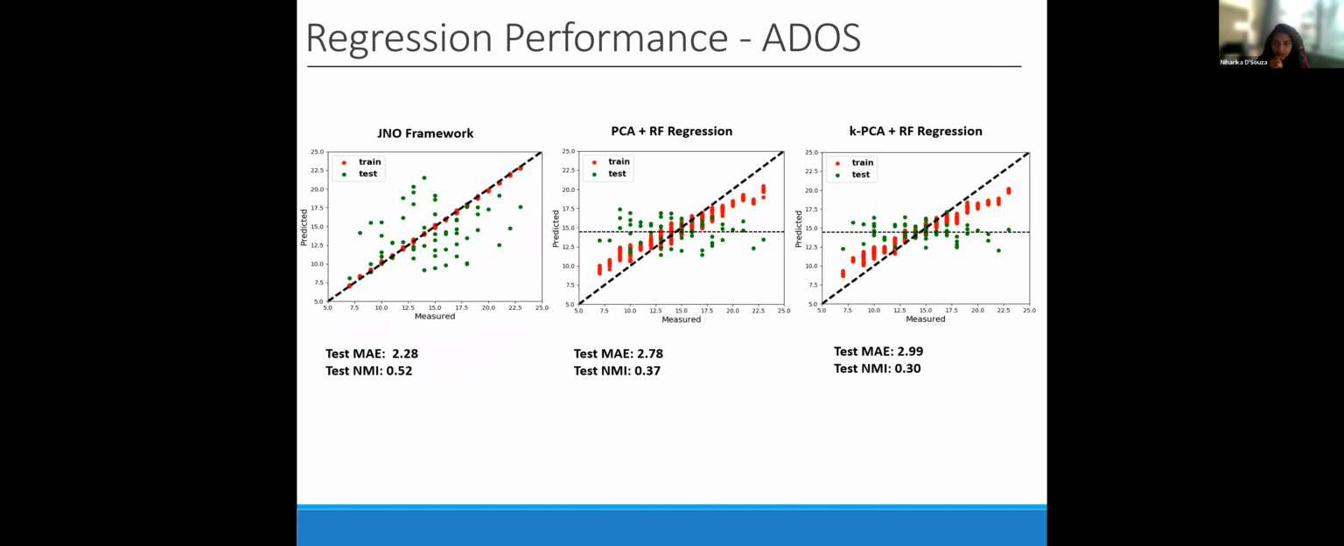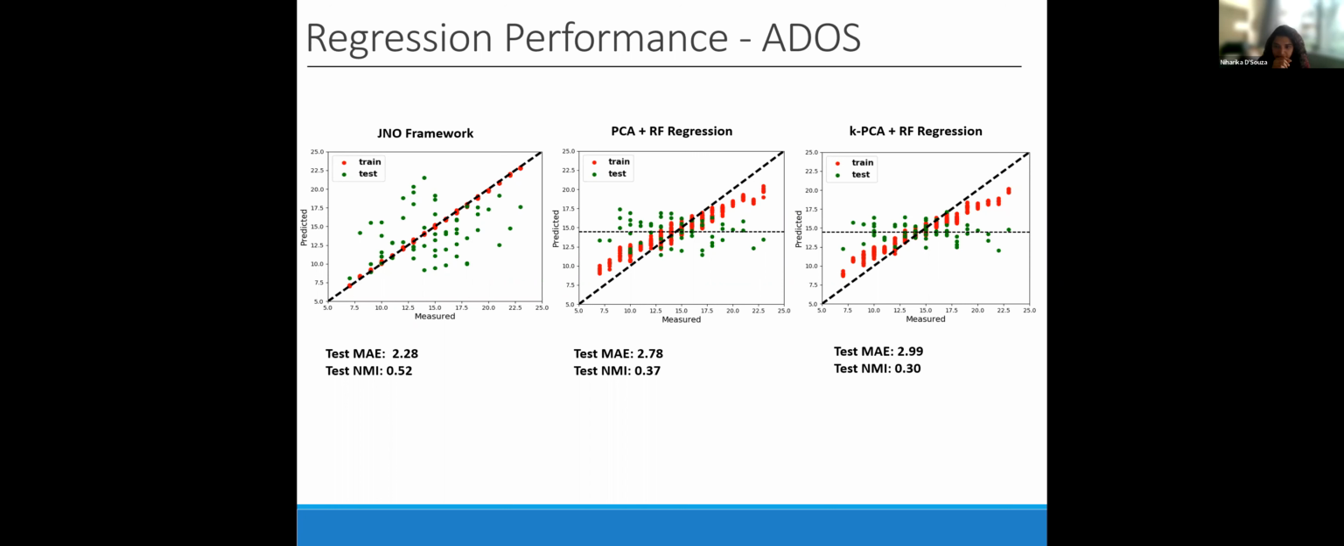So we first look at the prediction of ADAS. So to the left is our model. PCA plus random forest is in the center, and kernel PCA and random forest is at the extreme right. In each of these plots, the x-axis describes the score given by the clinician, while the score as predicted by each model is on the y-axis. Thus, ideal performance should be given by the x equal to y line. The red points indicate training fit, and the green ones denote prediction on held-out testing data.